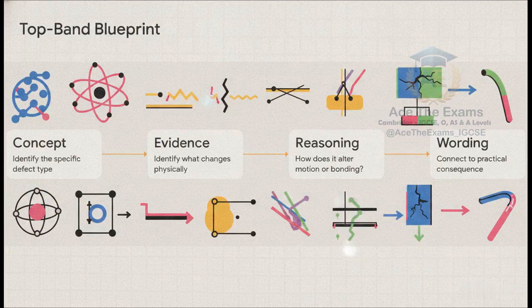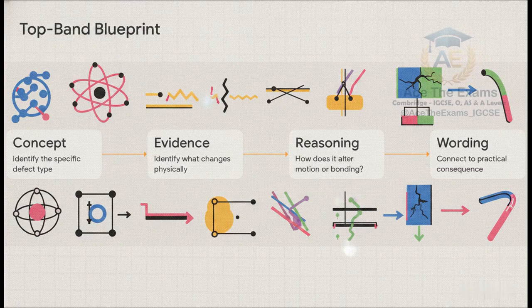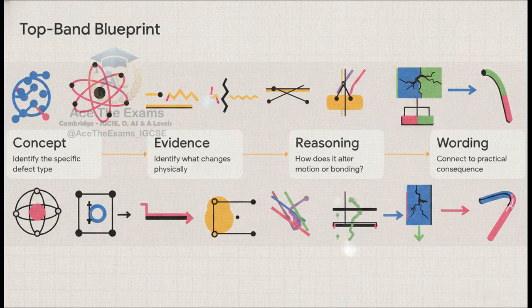This right here is your top band blueprint. Step 1, identify the specific defect type. That's your concept. Step 2, identify what changes physically, your evidence. Step 3, apply the scientific reasoning. Ask yourself, how does this alter motion, or bonding, or strength? And finally, Step 4, use that specific examiner wording to connect the microscopic change to a macroscopic, practical consequence. You've got to link the microscopic cause directly to the macroscopic effect.